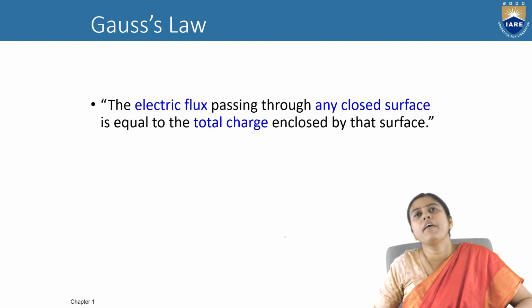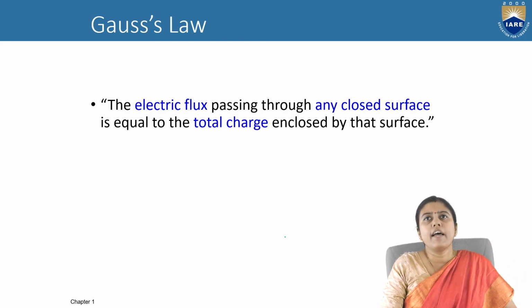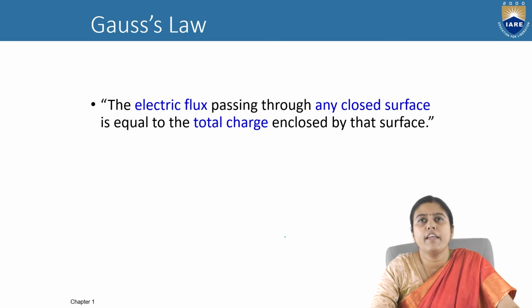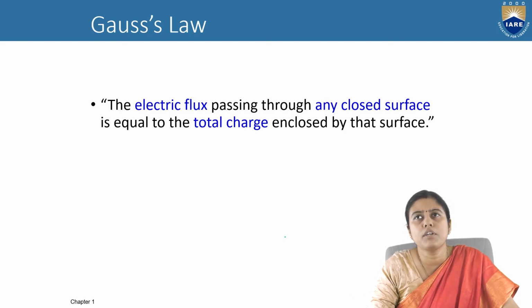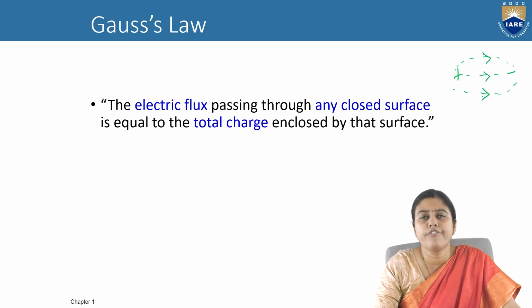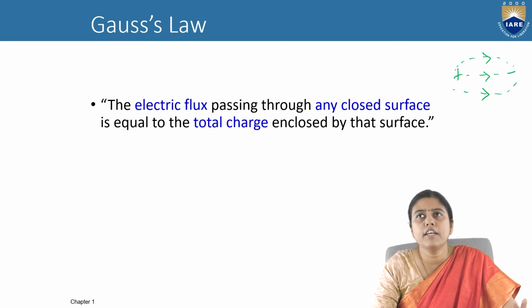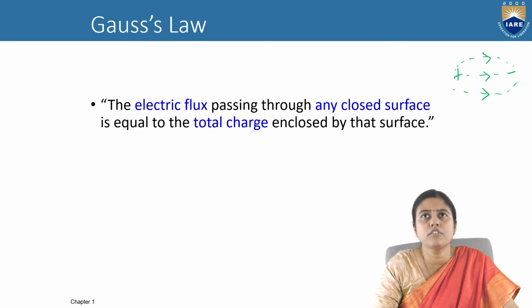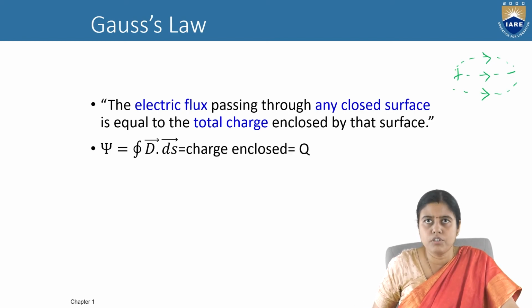Next, we will come to the Gauss law. What is Gauss law? The electric flux passing through any closed surface is equal to the total charge enclosed by the surface. So what is electric flux? We will assume that there are some electric lines of force starting from the positive charge and meeting at the negative charge. This is called the electric lines of force. So electric lines of force or electric flux passing through any closed surface is equal to the total charge enclosed.